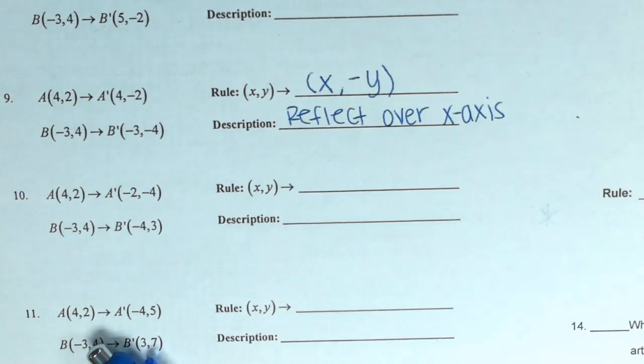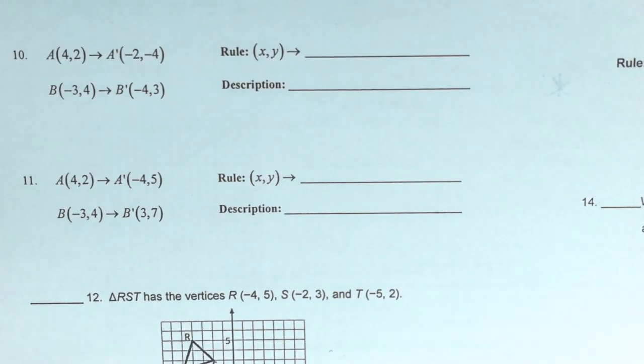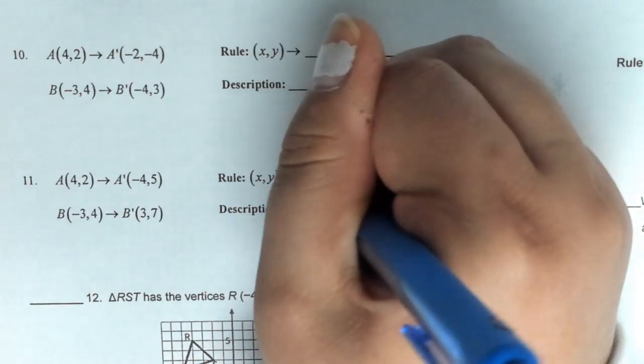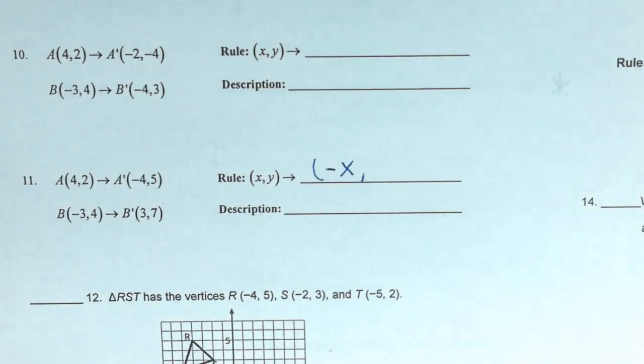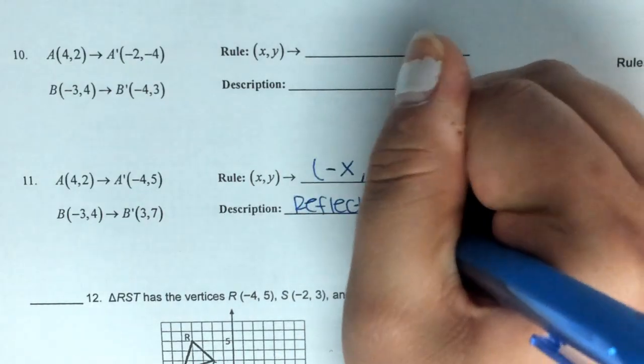Questions? No. 11. Am I going too fast? Look at 11 for a little bit. I want you to see if you can figure out the rule. What's happening to my x's? They go negative, so that is going to be reflect over the y-axis.